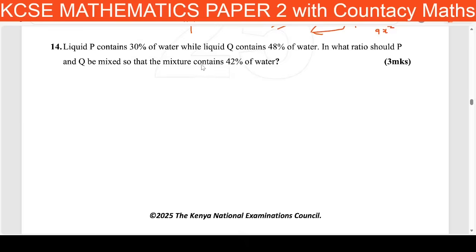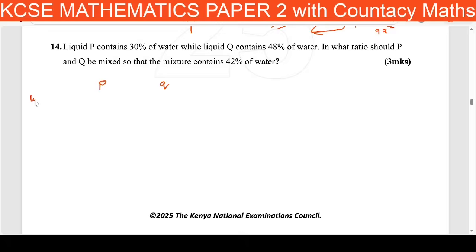So when you get such a question, what are you really supposed to do, and how are you supposed to work it out? Well, there are two main methods you can use to arrive at your final answer or solution. But here is the easiest way to go about this. The easiest way is to realize that we have two liquids, and that is liquid P and liquid Q.